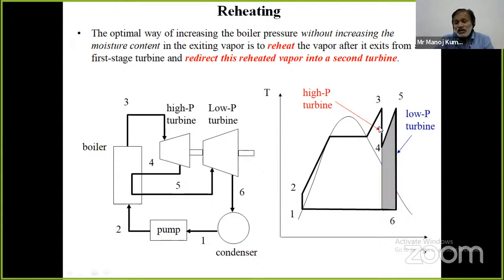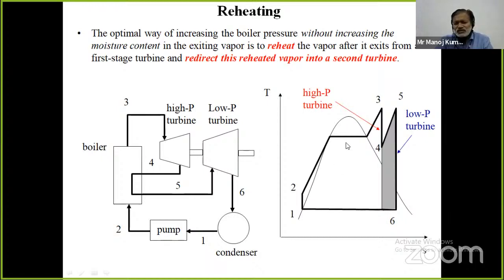So in this case, the expansion is done in more than one turbine. We have two turbines, a low pressure turbine and a high pressure turbine. Let us discuss here: the steam is generated in the boiler, and the process 2-3 is what? The isobaric steam generation in the boiler.